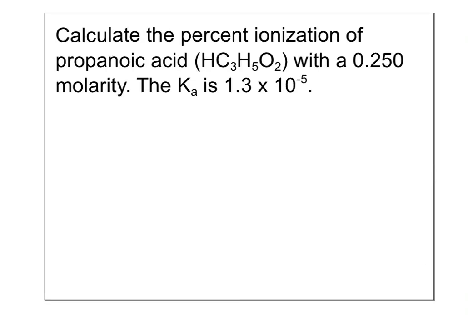So, calculate the percent ionization of propanoic acid with 0.25 molarity, and they give us the Ka. So here's what I would like you to do. I want you to write the reaction. I want you to set up your ICE table. I want you to set up your Ka expression. I want you to solve for X, which we know is the same as H plus at equilibrium. Once you get that far, I will help you with that last step of finding percent ionization, but you should be able to do these 4 things based off the earlier part of this video. So pause, and when you think you got all 4 steps done, jump back on.